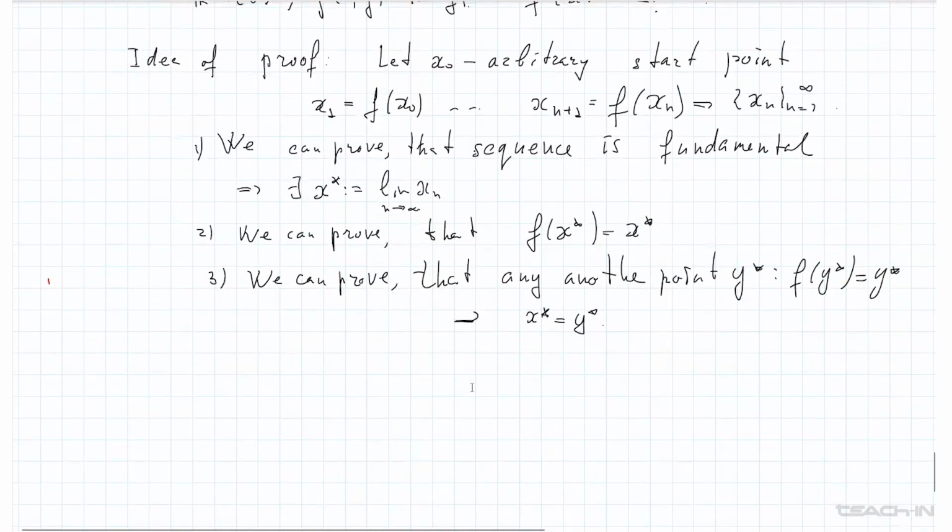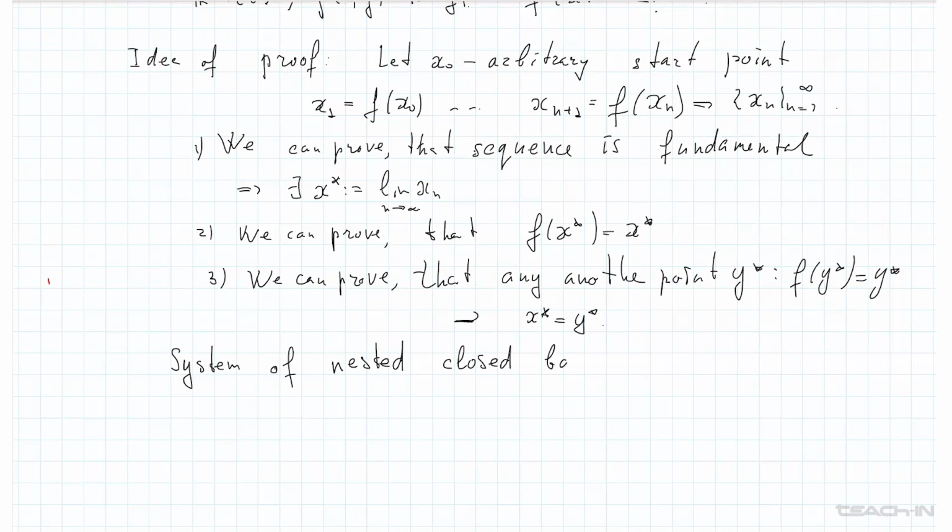Second theorem. Let's define a system of nested closed balls. We have Bn, that is B of xn, rn, closed balls. Some remark on notations.